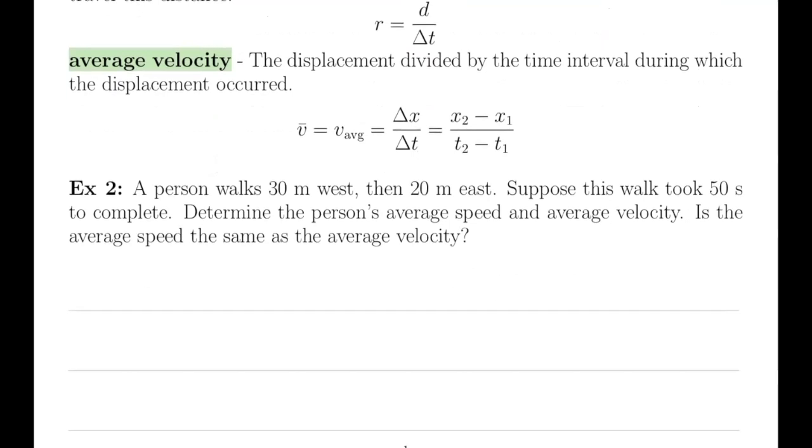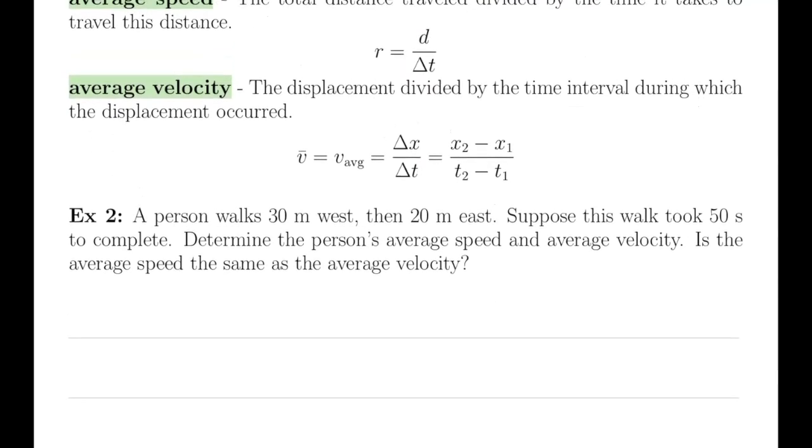All right, so let's do an example. We have the same situation as last time. A person's walking 30 meters west and 20 meters east. And suppose this walk took 50 seconds to complete. Determine the person's average speed and average velocity. Is the average speed the same as the average velocity?